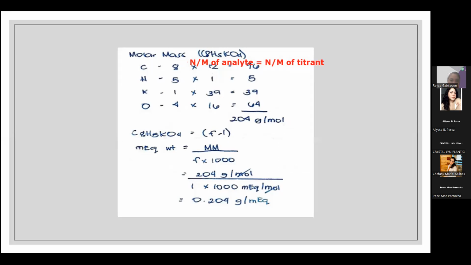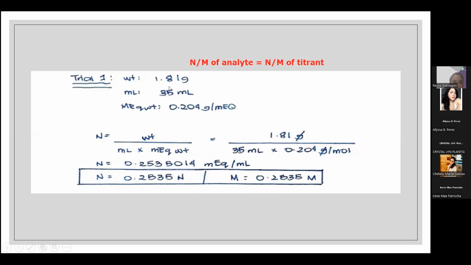Computing for the milli-equivalent weight, this is correct. The equivalence factor for the potassium acid phthalate is 1. Even though it has 5 hydrogen, only 1 hydrogen is replaceable. So that is 1, 204. So for trial number 1, that's 1.81. Divided by 35. Okay, sige. Tama yan siya.